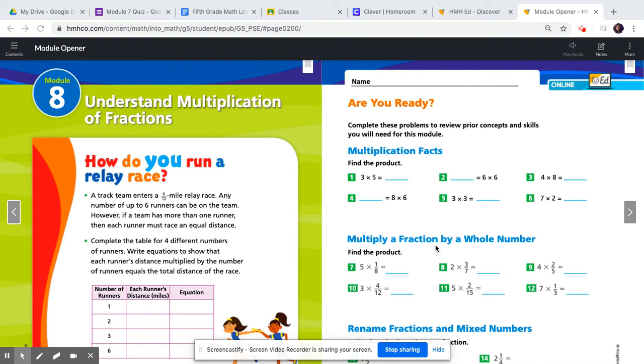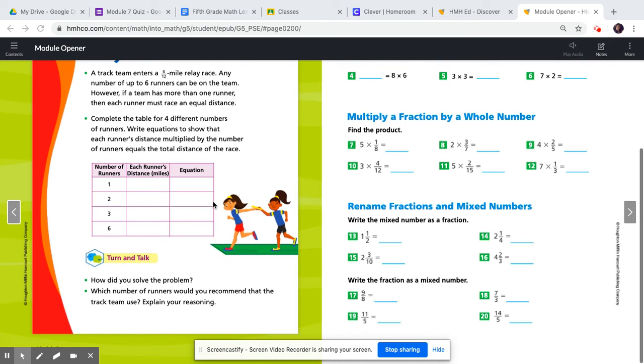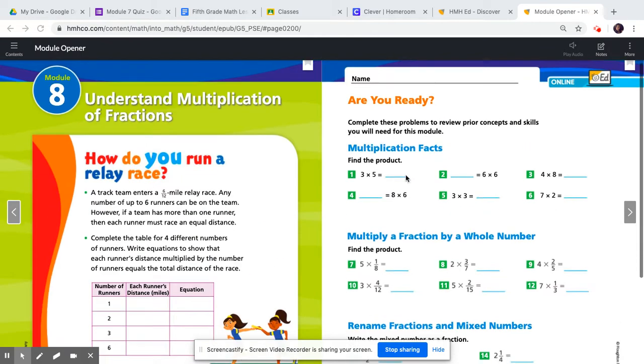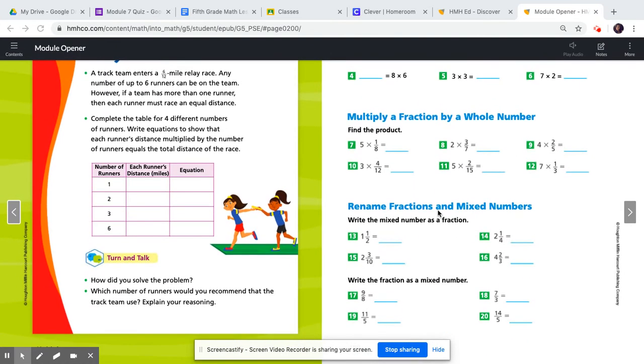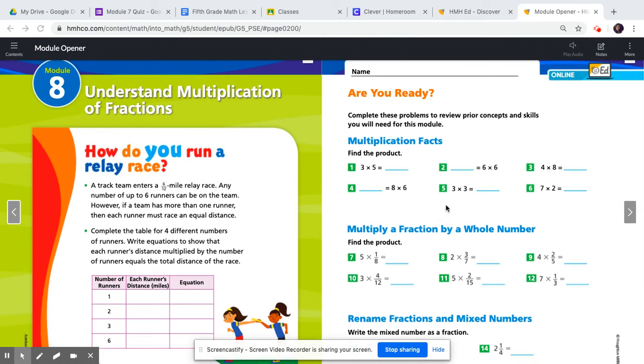Hi boys and girls, we are now starting module 8, Understand Multiplication of Fractions. We're not going to do page 179, we're just going to go straight to page 180, the Are You Ready? You guys are familiar with this page. On here, you're just going to fill out the different sections to recall information from the past. The first section is multiplication facts, so you should know your times tables and be able to answer them.